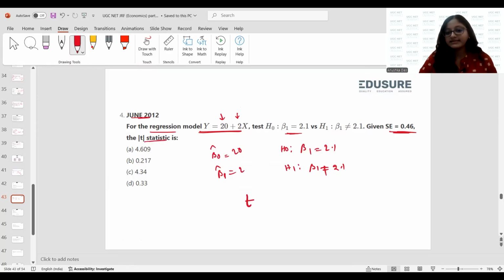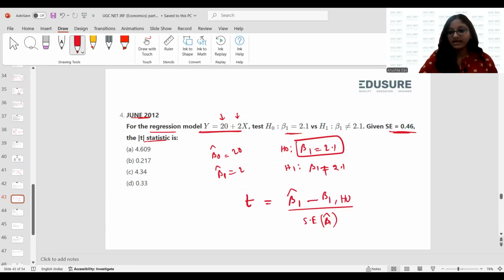What will be the t statistic? Simple. It will be the estimated value of the slope parameter minus the value of beta 1 under H naught, which is the usual way you find the test statistic, upon the standard error of beta 1. Under H naught, this will follow t with n minus 2 degrees of freedom.